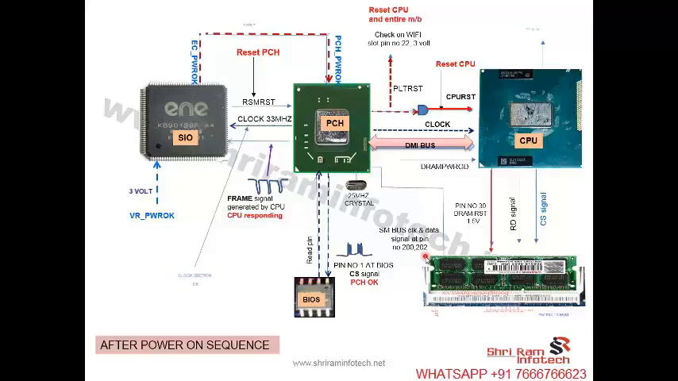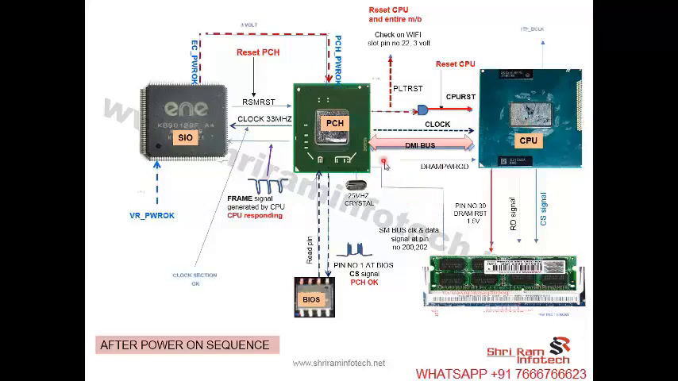When you connect the oscilloscope on pin number 200 and turn on the laptop, you will see some spikes on the screen. If these spikes are coming on the screen, that means your PCH is trying to access the RAM. That means obviously he already read the BIOS and the CPU is already working. Okay? And this communication will take place.